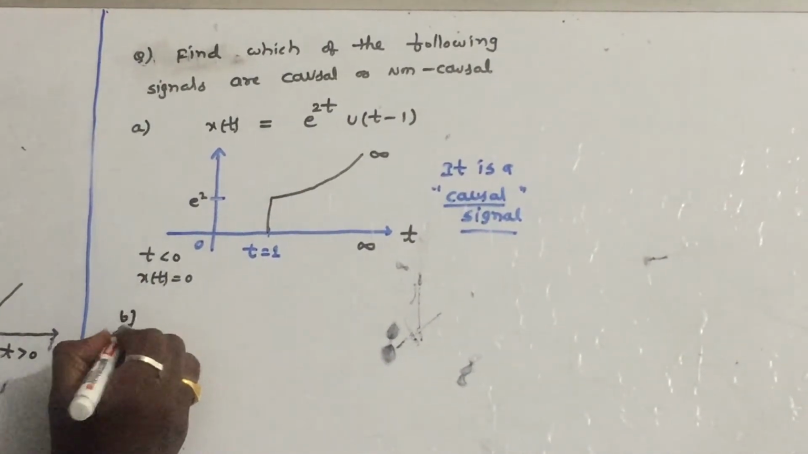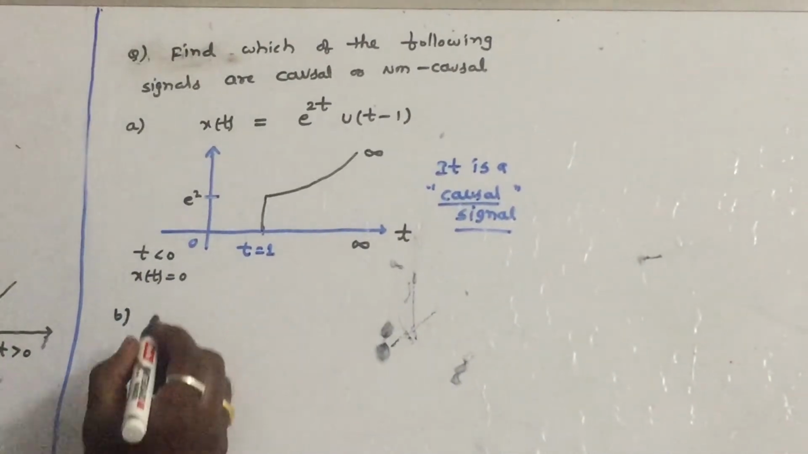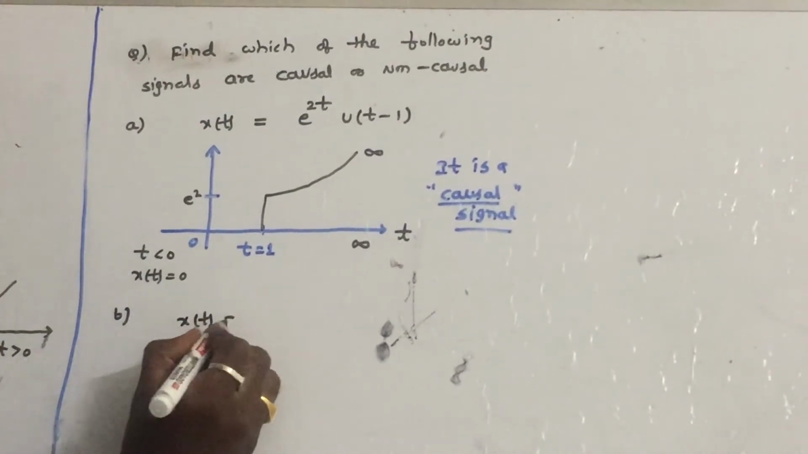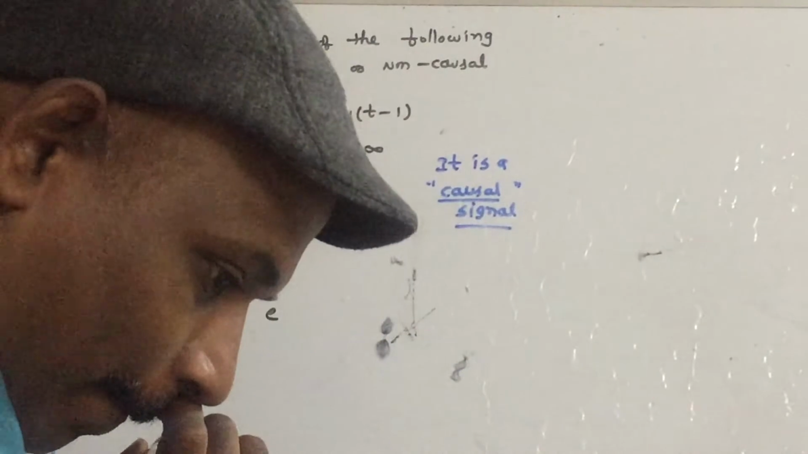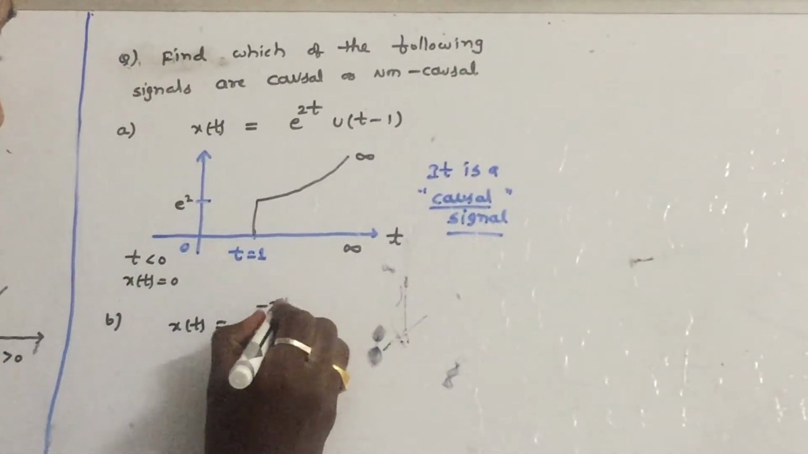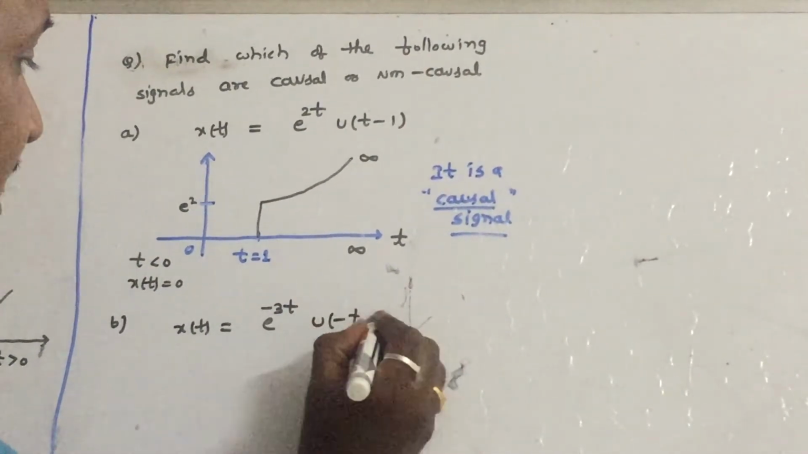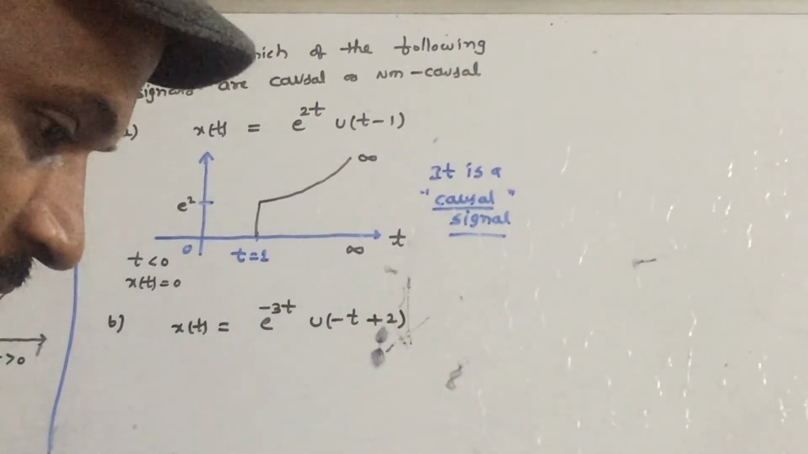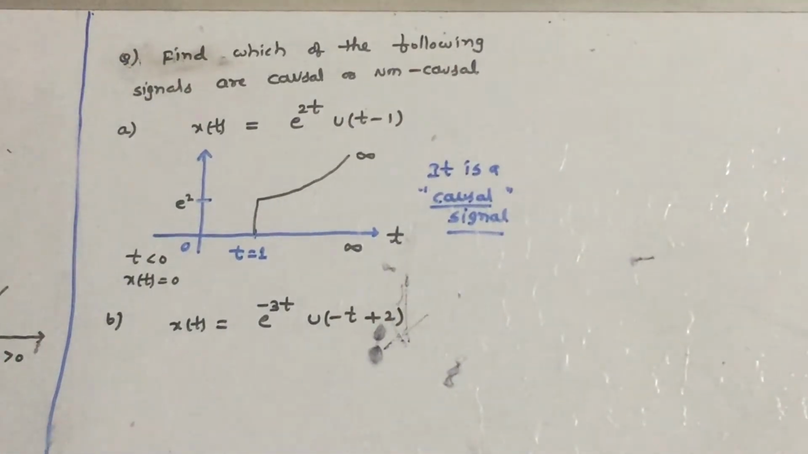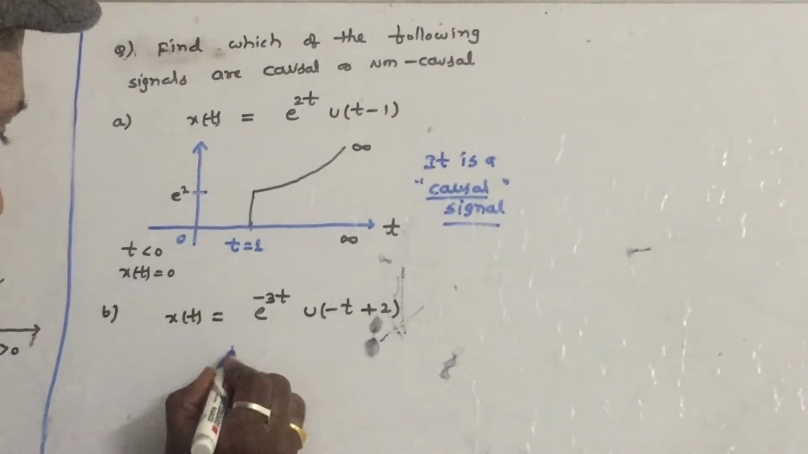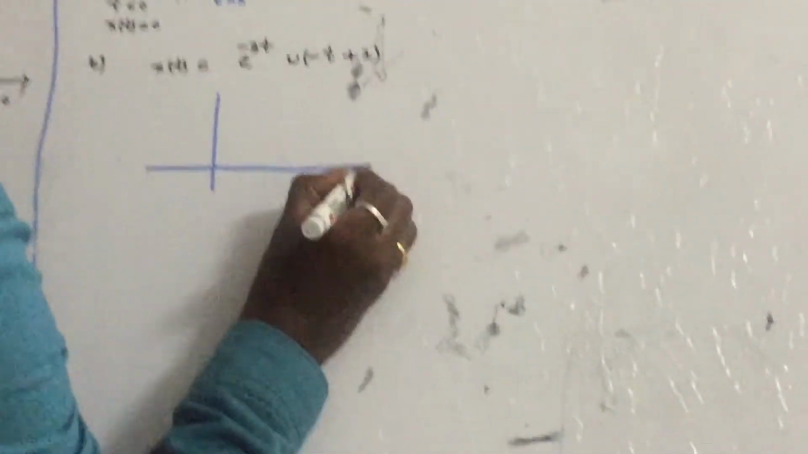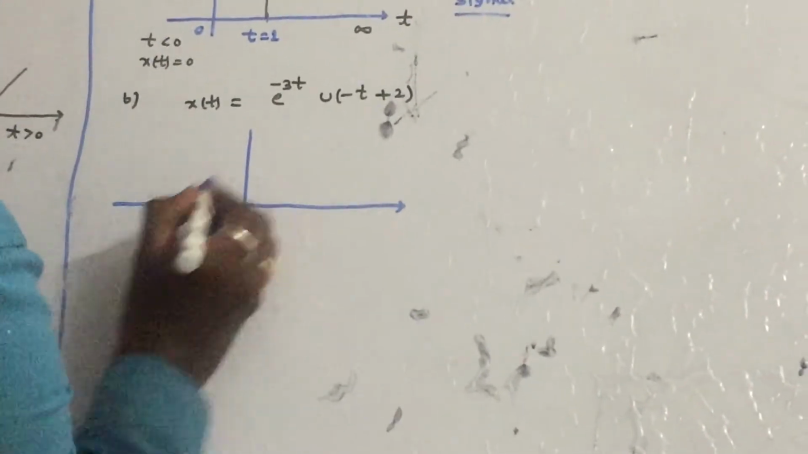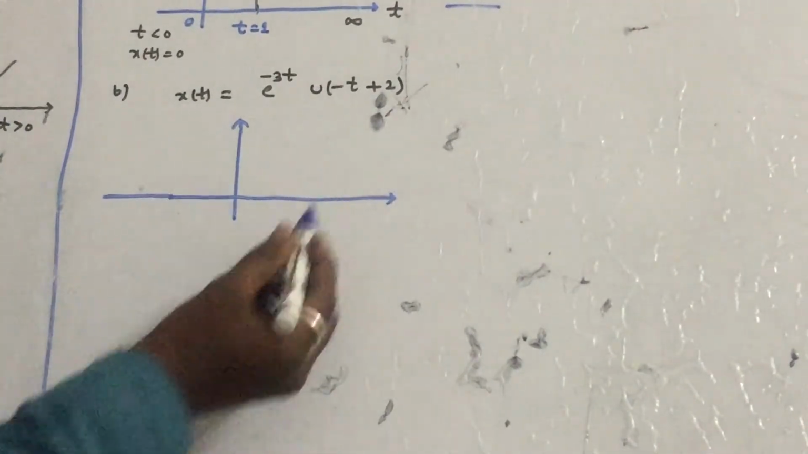So let us see the second question. Question number B. x of t is equal to e power minus 3t into u of minus t plus 2. So let us see how to draw this. As you know, how to draw u of minus t plus 2.